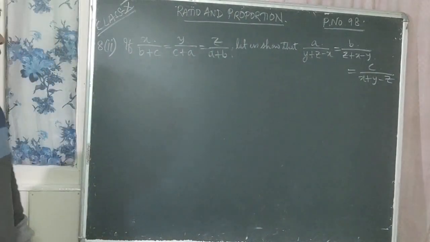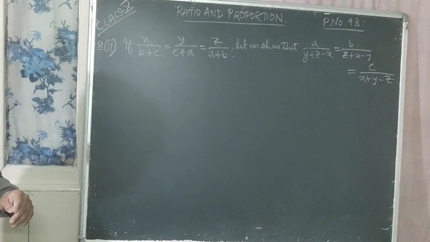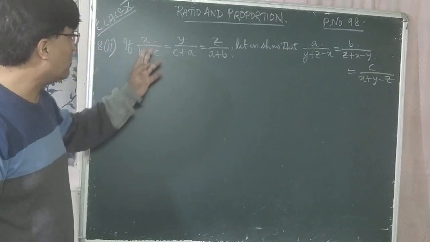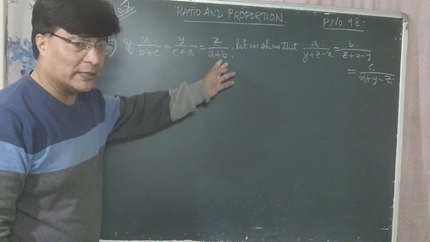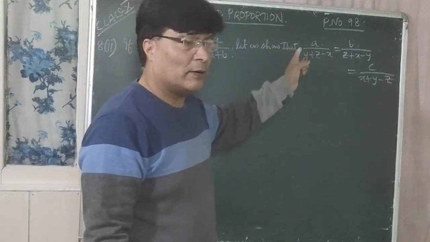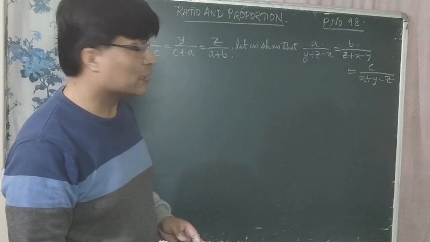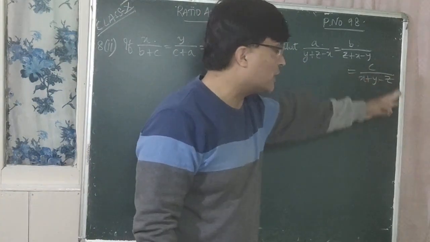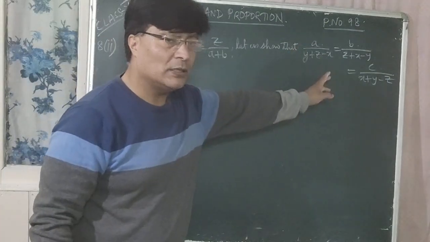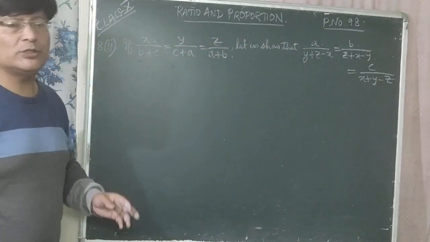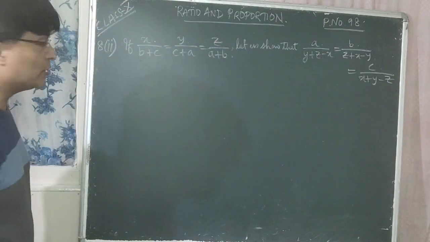So now we will do question number 2 of question number 8. Okay, so it is given that if x upon b plus c is equal to y upon c plus a is equal to z upon a plus b, let us prove that a upon y plus z minus x is equal to b upon z plus x minus y is equal to, you have to prove c upon x plus y minus z. You have to prove first is equal to second is equal to third out here from this given. So you can use your k method. Okay, so let us assume this given part is equal to k.